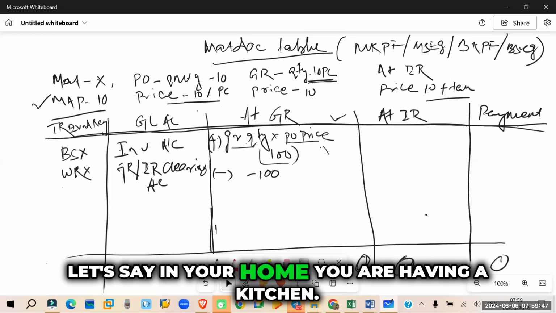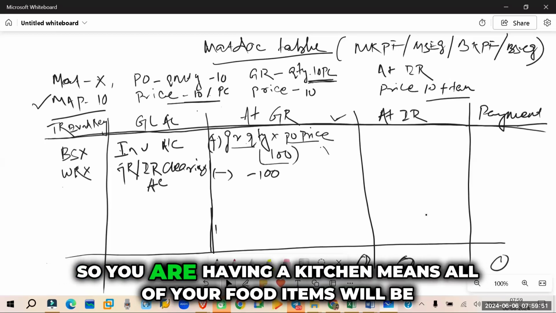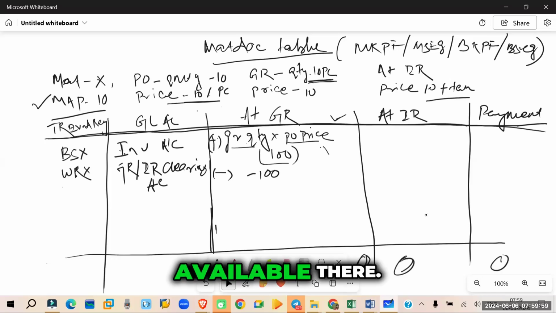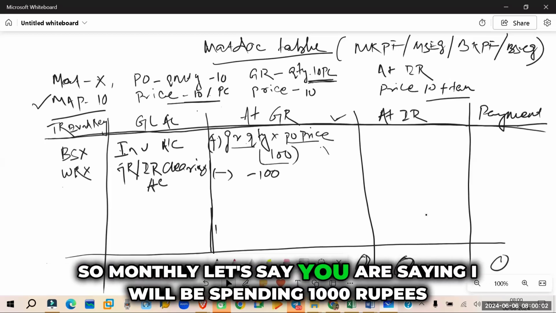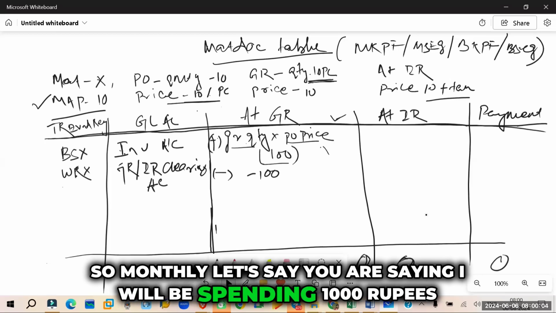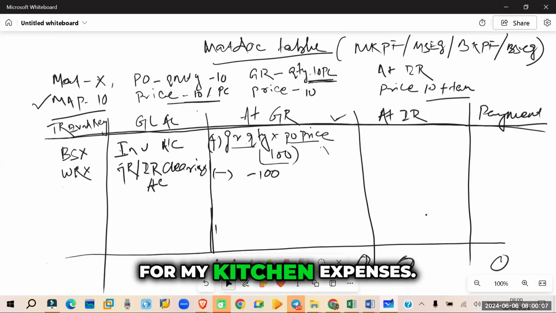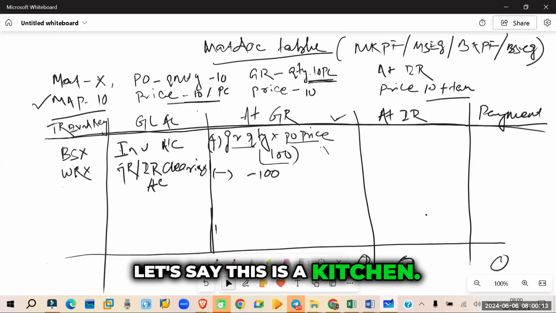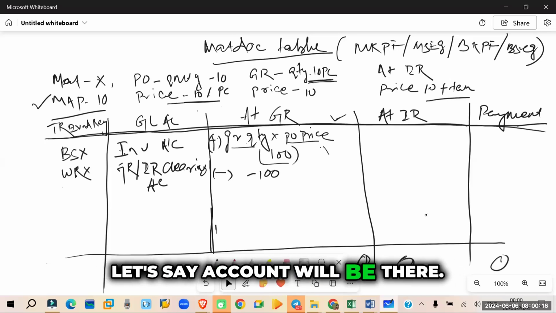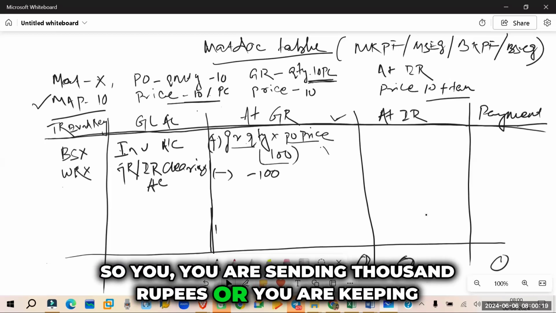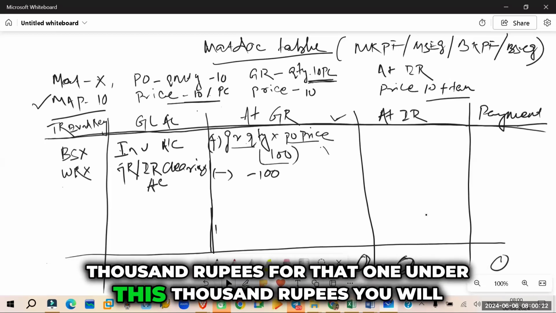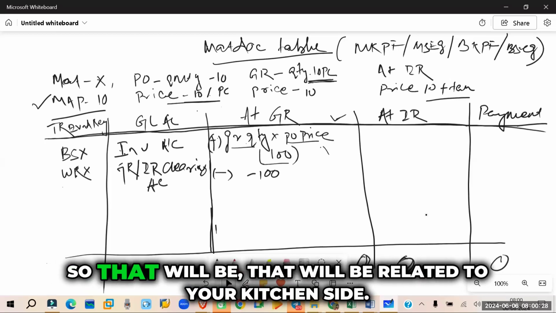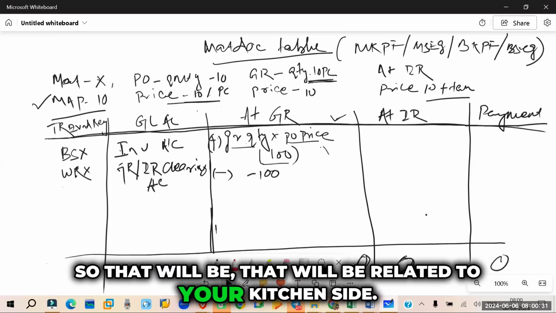Let's say in your home you are having a kitchen, right? There all of your food items will be available. Monthly, you say, okay, I'll be spending 1,000 rupees for my kitchen expenses. So there is a kitchen account. You are keeping 1,000 rupees for that, and under this 1,000 rupees you will buy things related to your kitchen side.